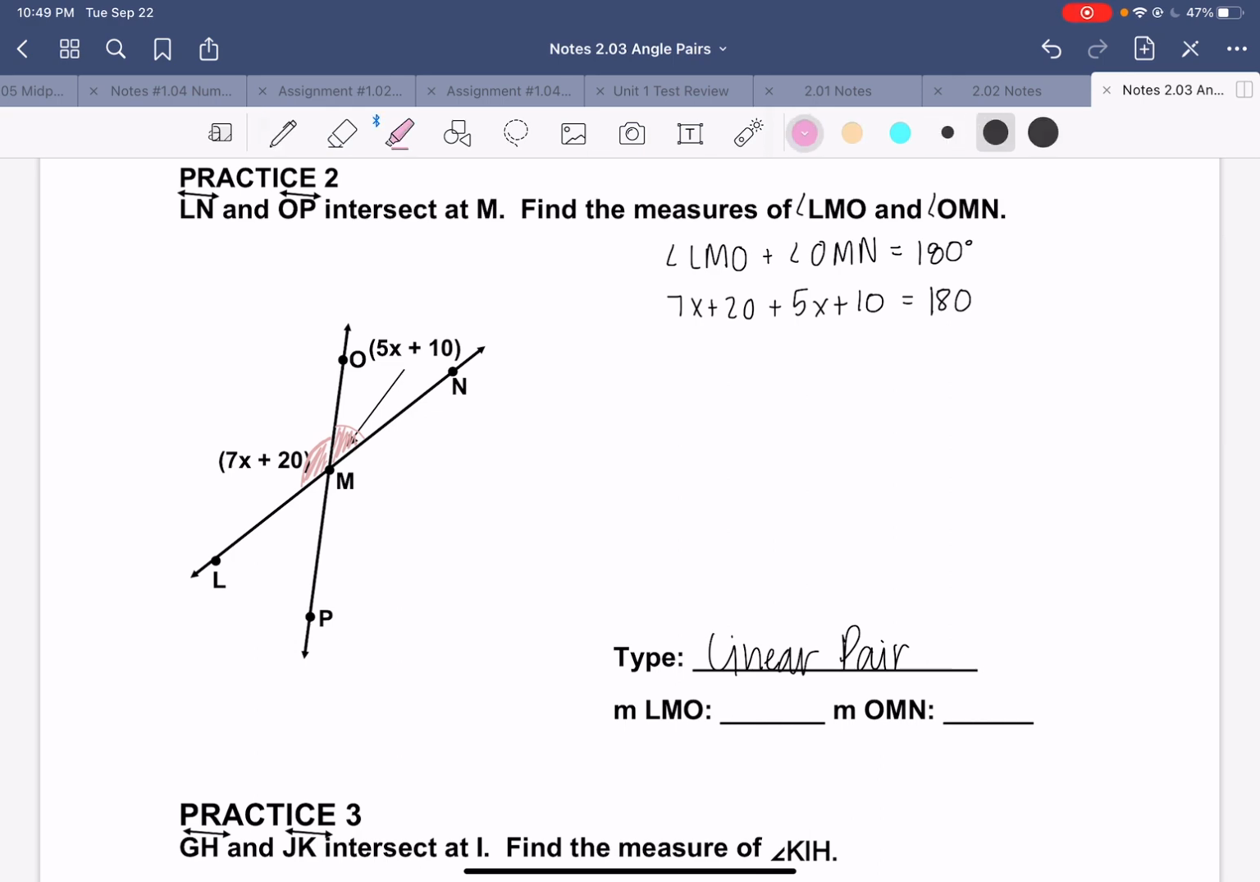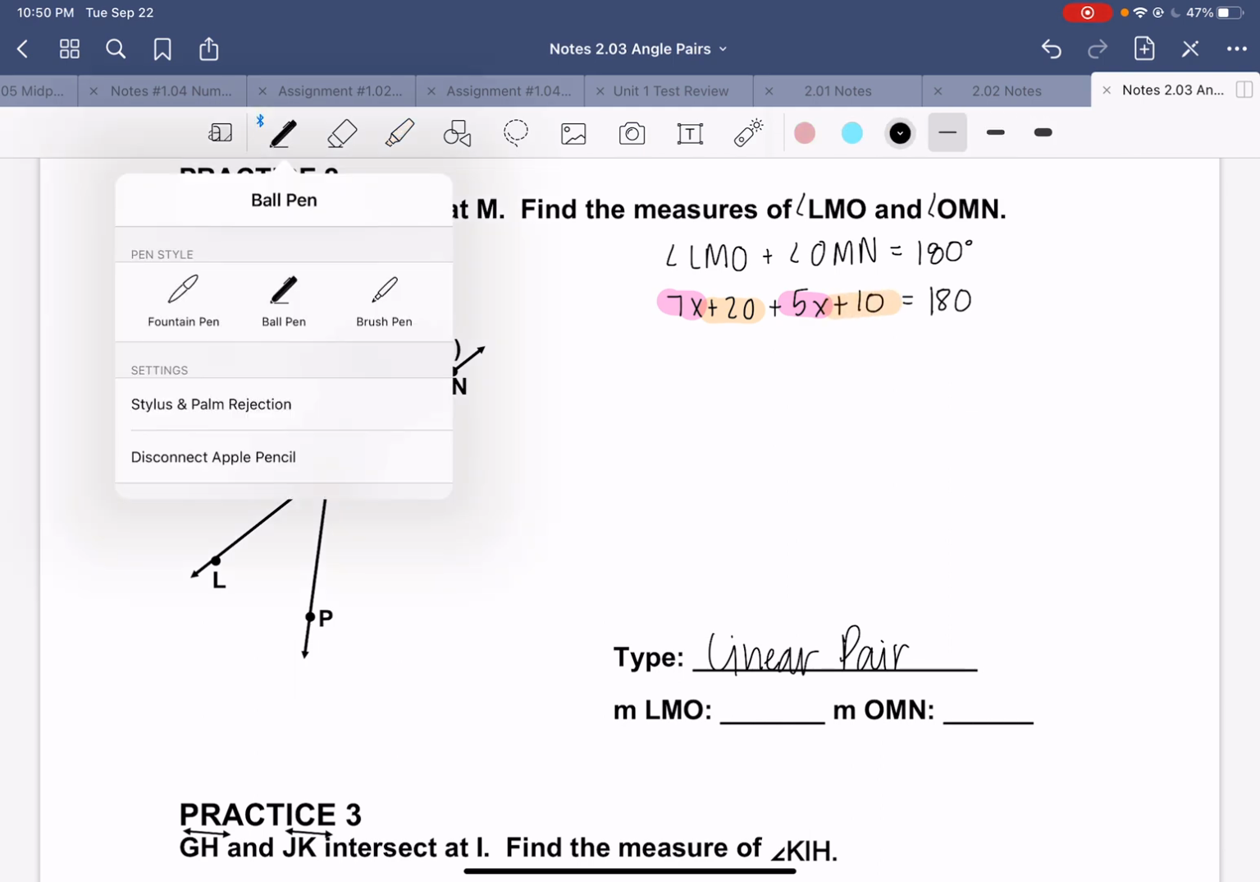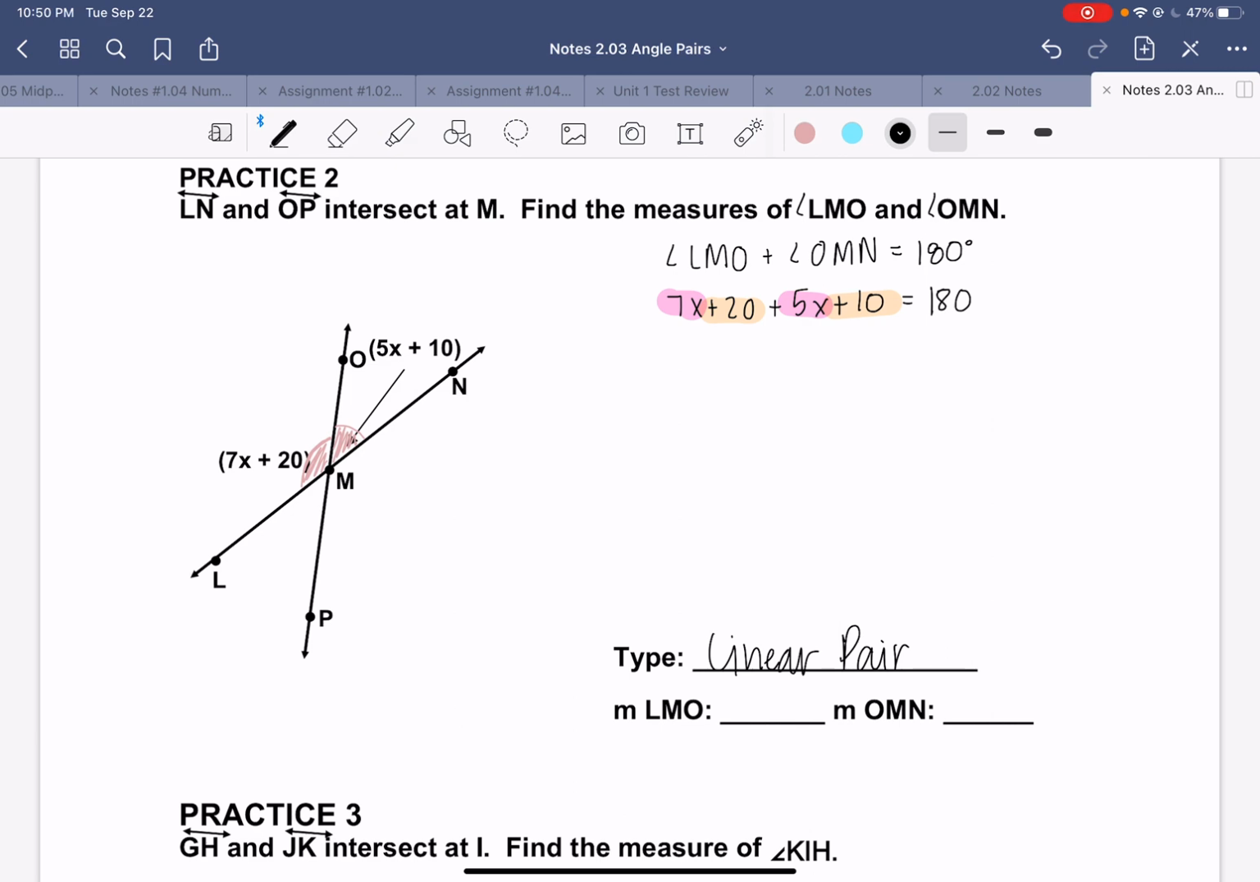I first need to combine like terms. So I have a 7x, a 5x, and then I have a plus 20 and a plus 10. So 7x plus 5x, so I have 12x. And I have 20 plus 10, which is 30. Now I can solve for x. So I'm going to subtract by 30. I'm left with 12x equals 150.